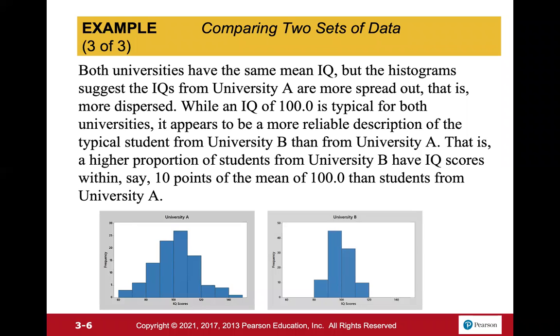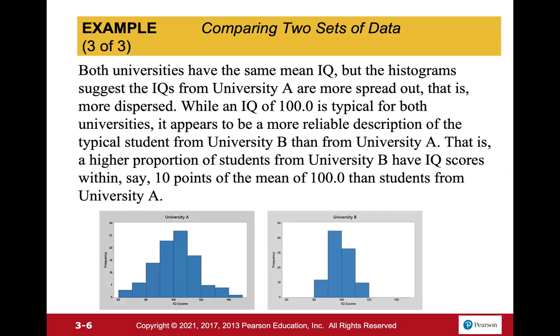So while an IQ of 100 is typical for both universities, it appears to be a more reliable description of the typical student from University B. That is, a higher proportion of students from University B have IQ scores within, say, 10 points of the mean. University A has scores within 20, 30, or actually 40 points of the mean, in either direction. So not exactly the best justification of scores.